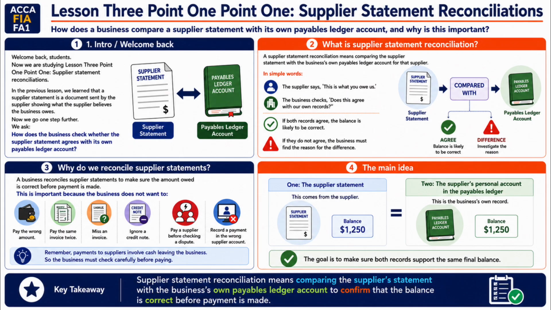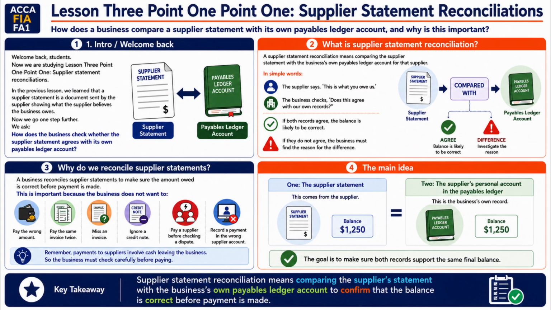What is supplier statement reconciliation? A supplier statement reconciliation means comparing the supplier statement with the business's own payables ledger account for that supplier. In simple words, the supplier says, "This is what you owe us." The business checks, "Does this agree with our own records?" If both records agree, the balance is likely to be correct. If they do not agree, the business must find the reason for the difference.